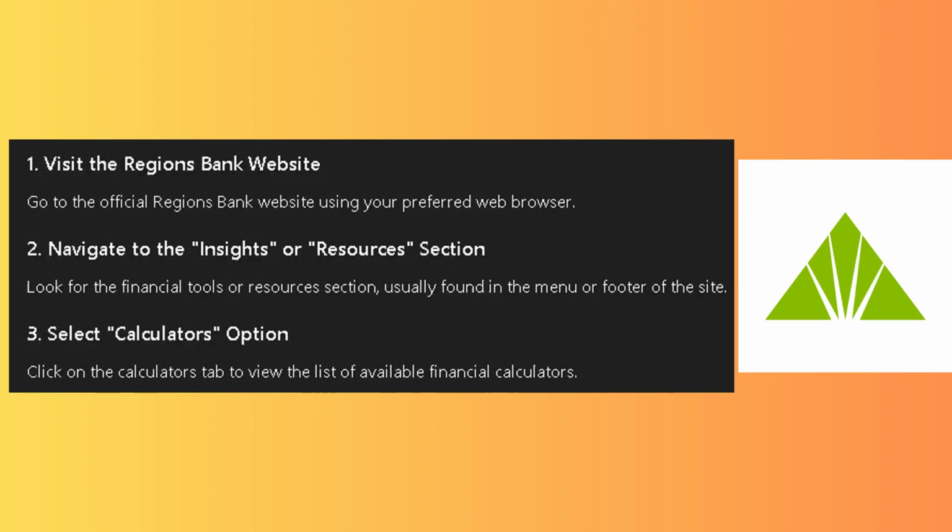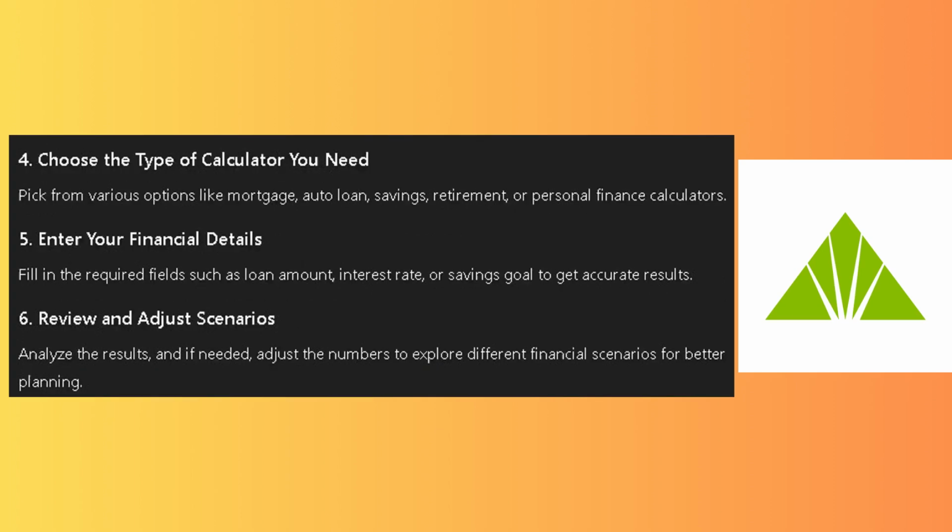Look for the Financial Tool or Resource section, usually found in the menu or footer of the site. Select the Calculator option. Click on the Calculator tab to view the list of available financial calculators. Choose the type of calculator you need. Pick from various options like mortgages, auto loans, savings, retirement, or personal finance calculators.